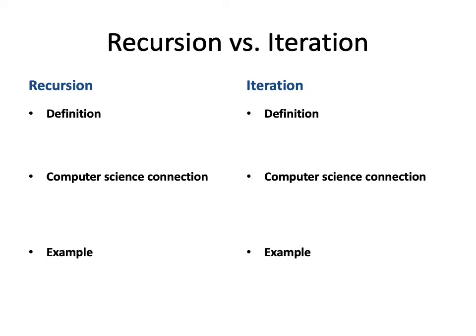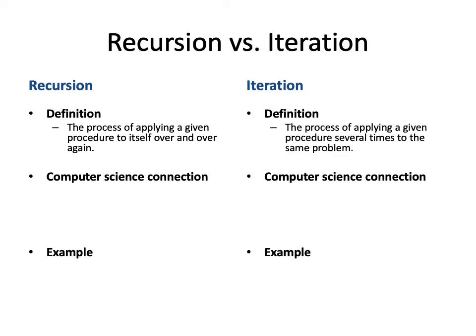Now there are two very similar but different terms, recursion and iteration. Let's start with definitions and see how they're different, and then let's see how they maybe are similar. Recursion, we said, was the process of applying a given procedure to itself over and over again. Iteration is the process of applying a given procedure several times to the same problem. In recursion, I might break down a problem and solve a smaller piece of it, maybe zoom in on something. In iteration, instead of trying to zoom in or break a problem down, I'm going to look at the same problem and just apply the same steps that I applied before over and over again to it.